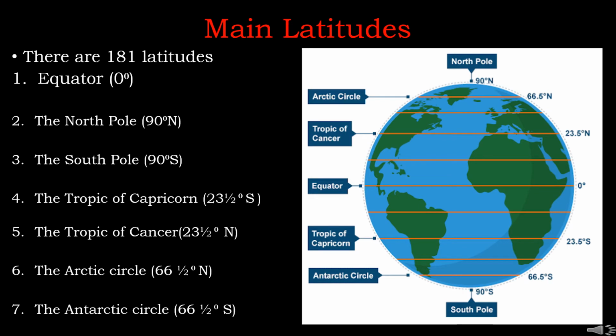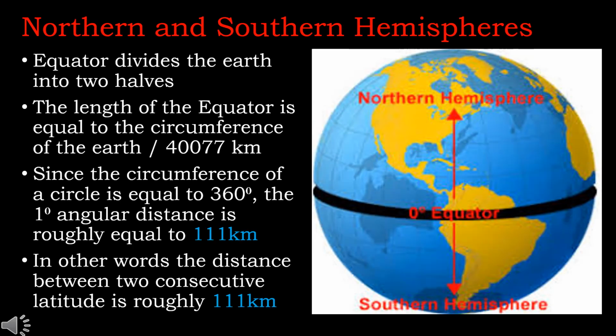The Arctic Circle marks the limit of the north polar region surrounding the North Pole. And the last one, the Antarctic Circle, represents 66.5 degrees south latitude. The Antarctic Circle marks the limit of the south polar region around the South Pole. Northern and southern hemispheres. The equator that runs midway between the poles divides the Earth into two equal hemispheres known as the northern hemisphere and the southern hemisphere.